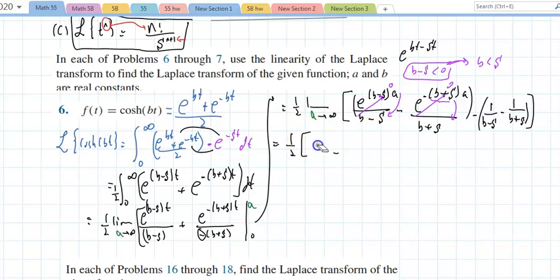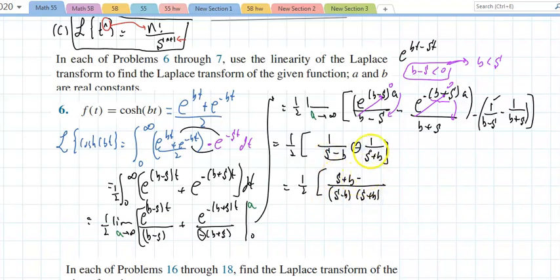Actually, let me distribute the negative. If I distribute the negative, wouldn't that be 1 over s minus b minus 1 over s plus b? And if I get a common denominator, wouldn't that be s minus b times s plus b? Wouldn't you multiply top and bottom by s plus b minus s minus b?